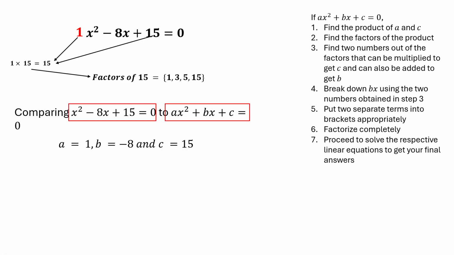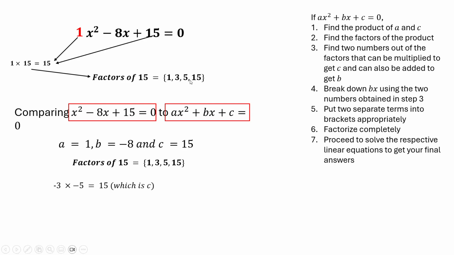So we compare them again. A is 1, B is negative 8, C is 15. The two factors we can use in this particular case are negative 3 and negative 5. Even though when we found the factors of 15 we just wrote positive numbers, when you're looking for the two numbers to give you what you desire, as far as step 3 is concerned, we can use a combination of both negative and positive numbers. In this case, both negative 3 and negative 5 will work for us.